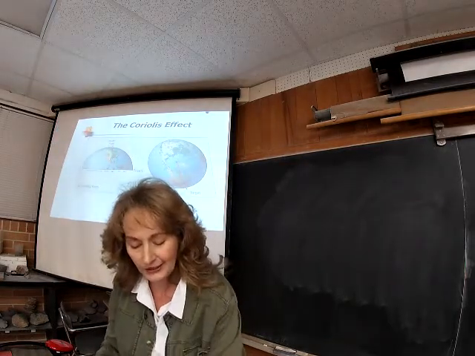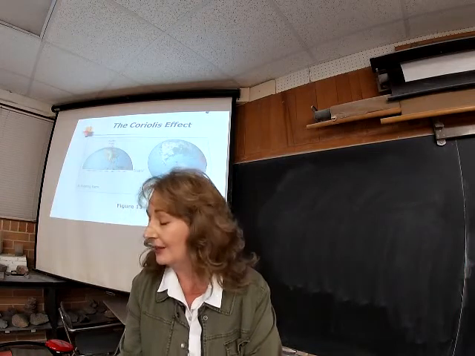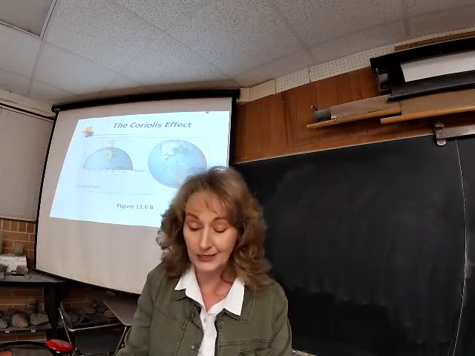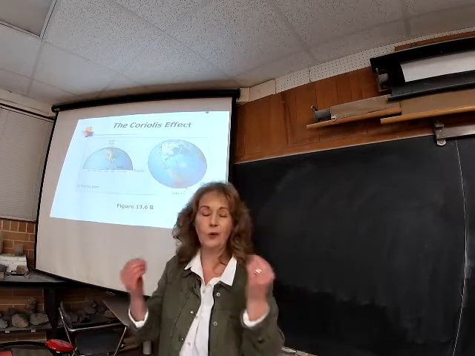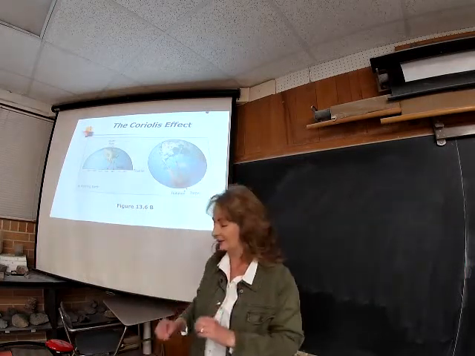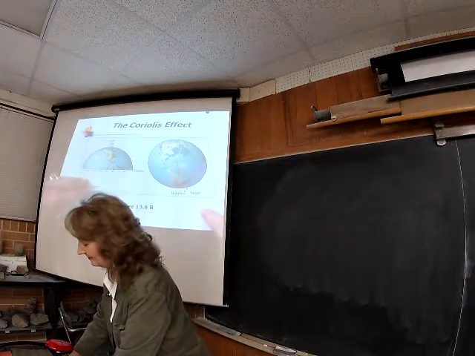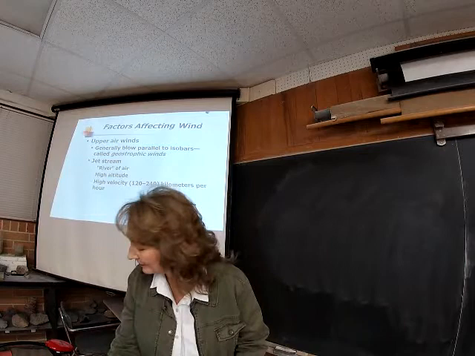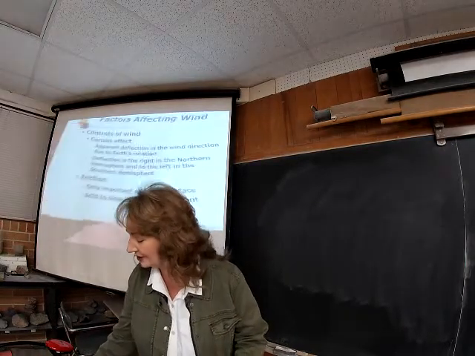Okay. Deflection of the wind is due to the Coriolis effect, and it is strongest at the poles, right? Zero or absent at the equator. So keep that in mind as we think about those deflections. Before we go on, we want to look at friction.